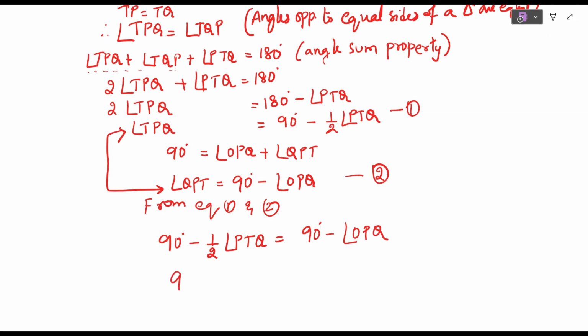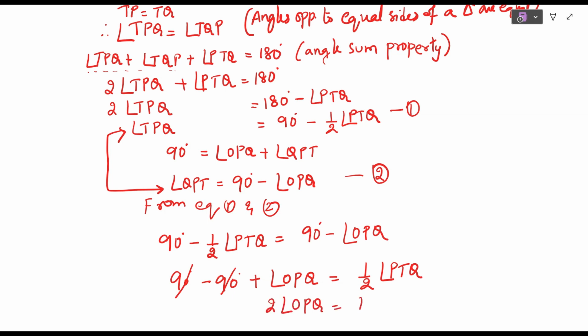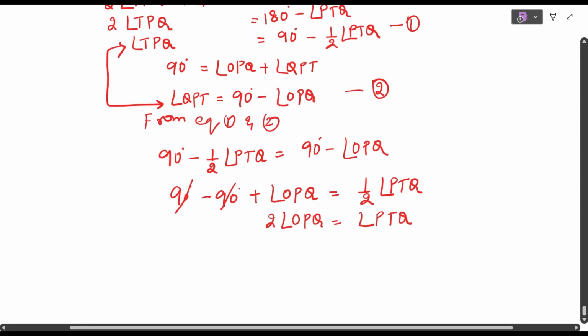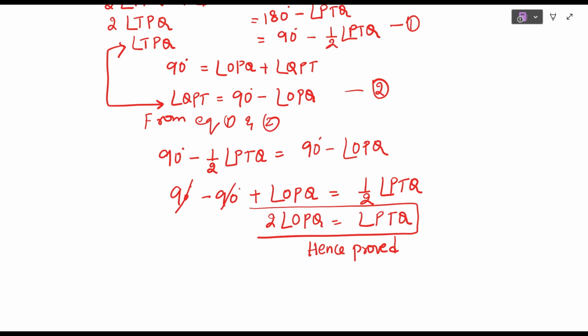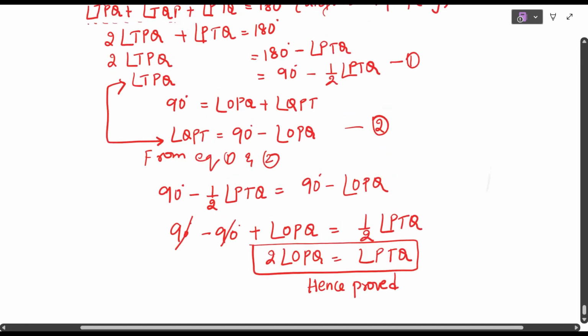So 90 degrees minus 90 degrees, plus angle OPQ is equal to half angle PTQ. Just transposing, I have done; this gives the value 0. So transposing 2, angle OPQ is equal to angle PTQ. So I think we got the answer here. Hence proved, right? This is what we have to prove. Did you understand, students?